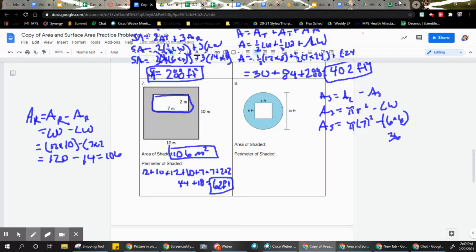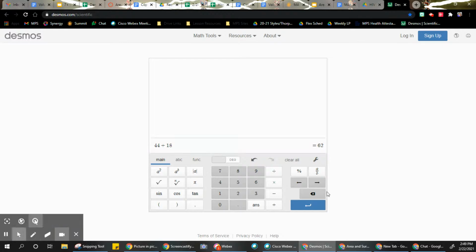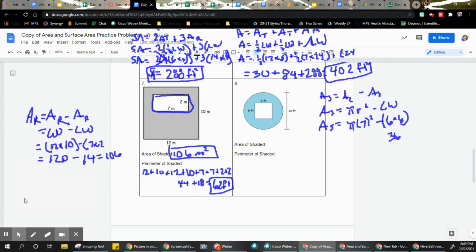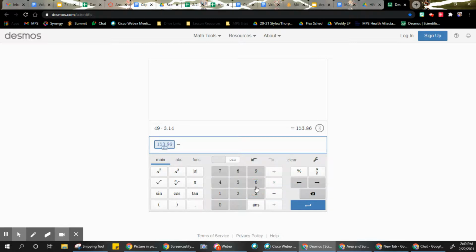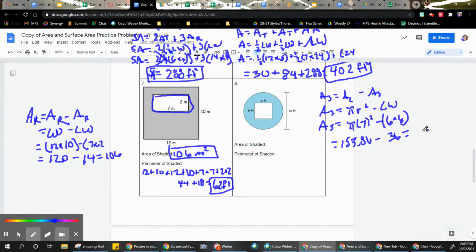I know that's 49 times pi, so let's do that here because 7 squared is 49. So now I need to do 49 times 3.14. That gives me 153.86. So I'm going to come over here and I'm going to say equals 153.86 minus 36. So now I'm going to subtract that to figure out my answer. So I'm going to hit enter, answer minus 36. And that's 117.86. So then I can come here and I can say area of the shaded is going to be 117.86 feet squared.